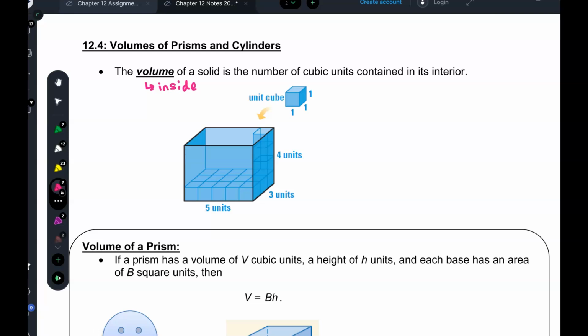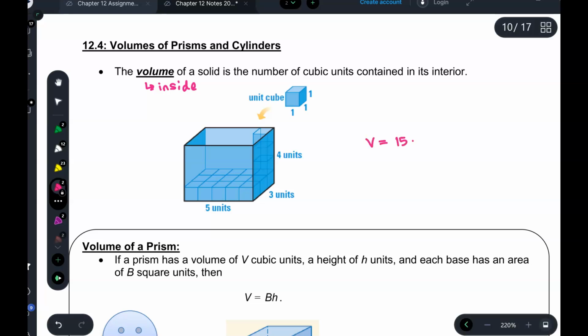So if we have, let's say this prism, we're saying how many cubes can you fit inside? If there's 5 units by 3 units, how many are in that first layer? 15. And then if you put another 15, another 15, and another 15, so 4 units high. Imagine each layer has 15. 15 times 4. So the volume here would be 60 cubic units, right?